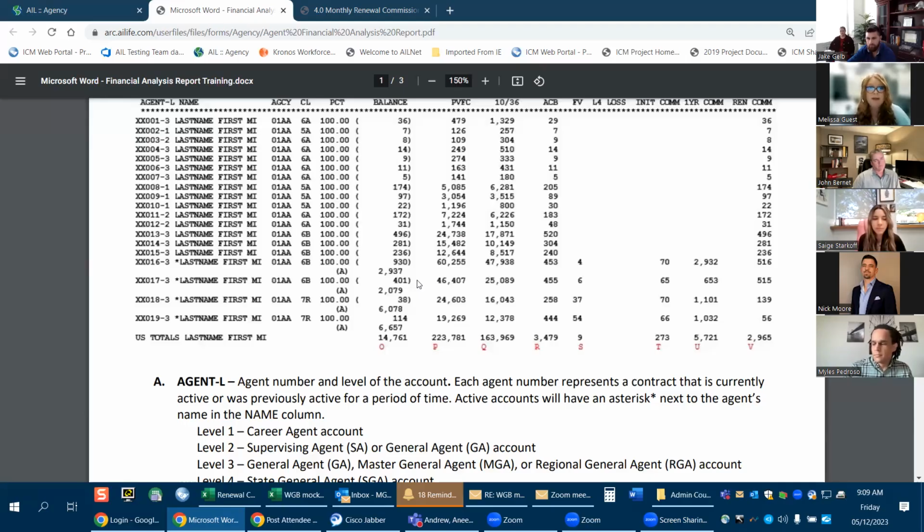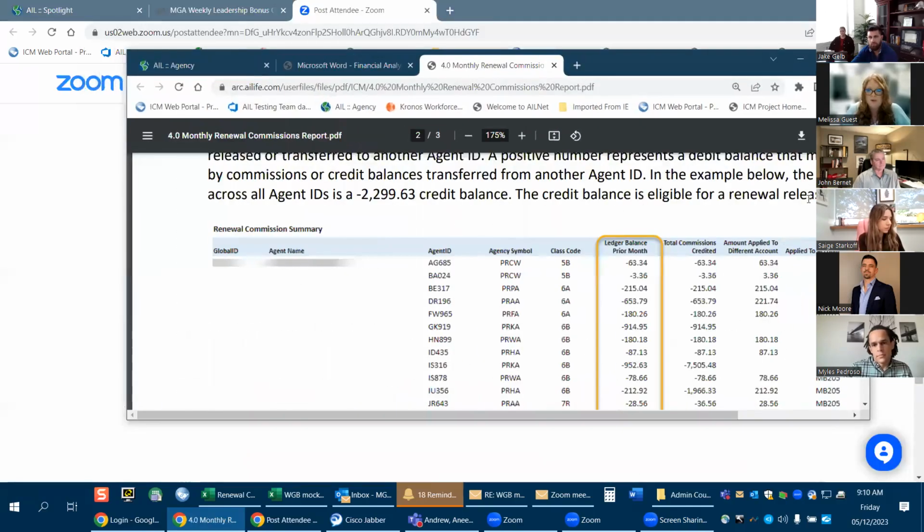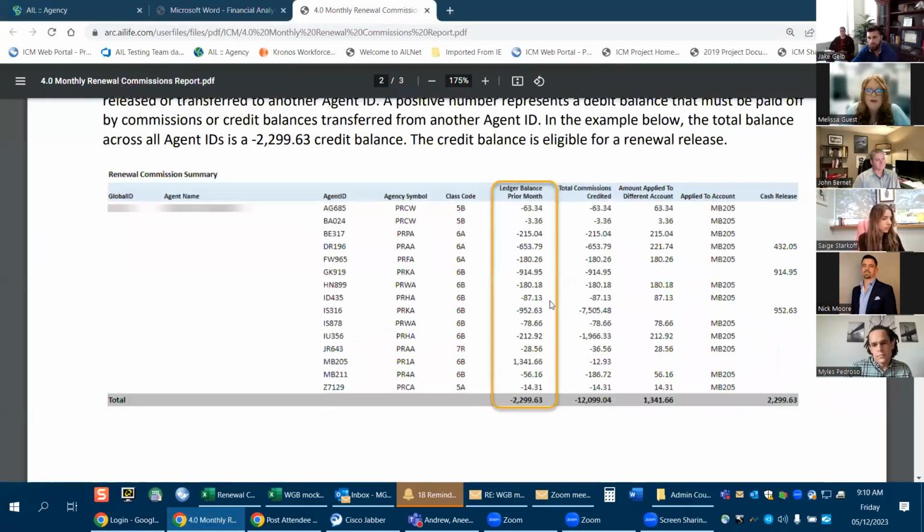We continue to prepay commissions the first year of the policy, and that is going to be credited to the ledger balance. And then renewal commissions are also credited to the ledger balance. So those first year prepaid commissions and renewal commissions will create a clear ledger balance. And if the agent's accounts are clear across the board, it will create a situation where the agent could be eligible for a renewal release.